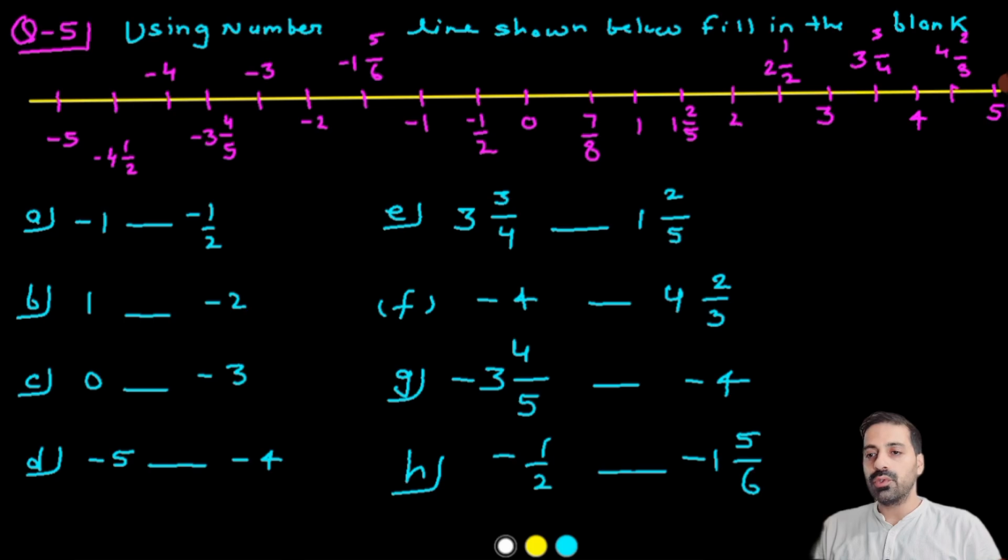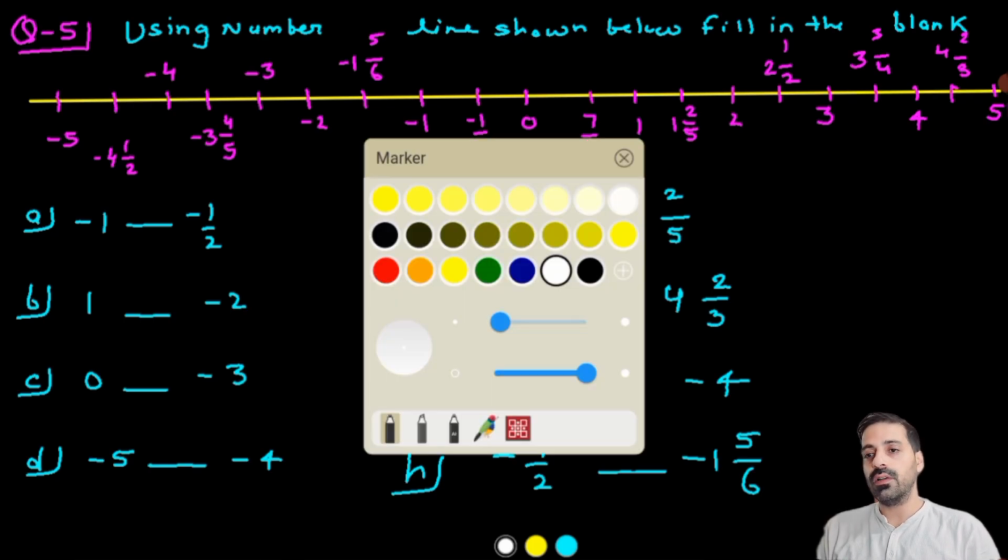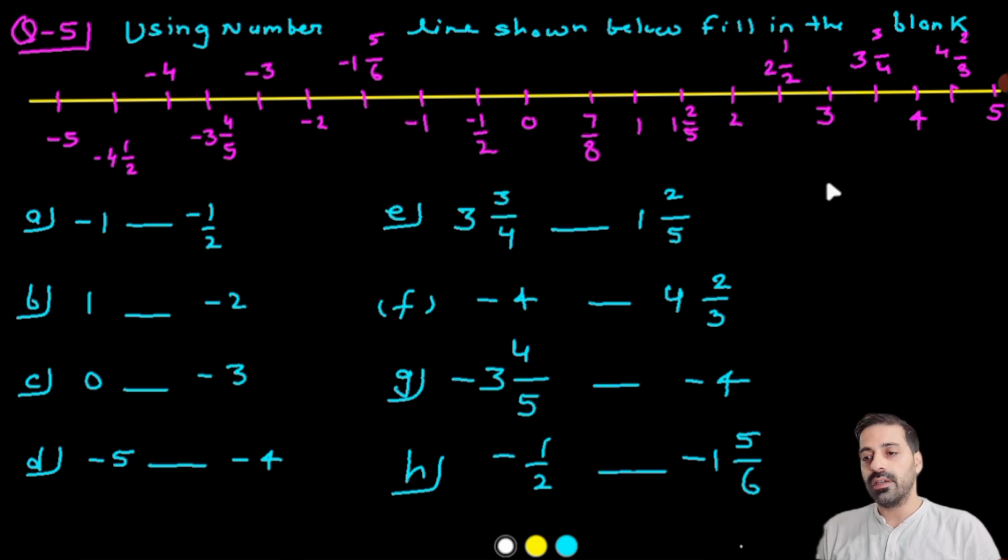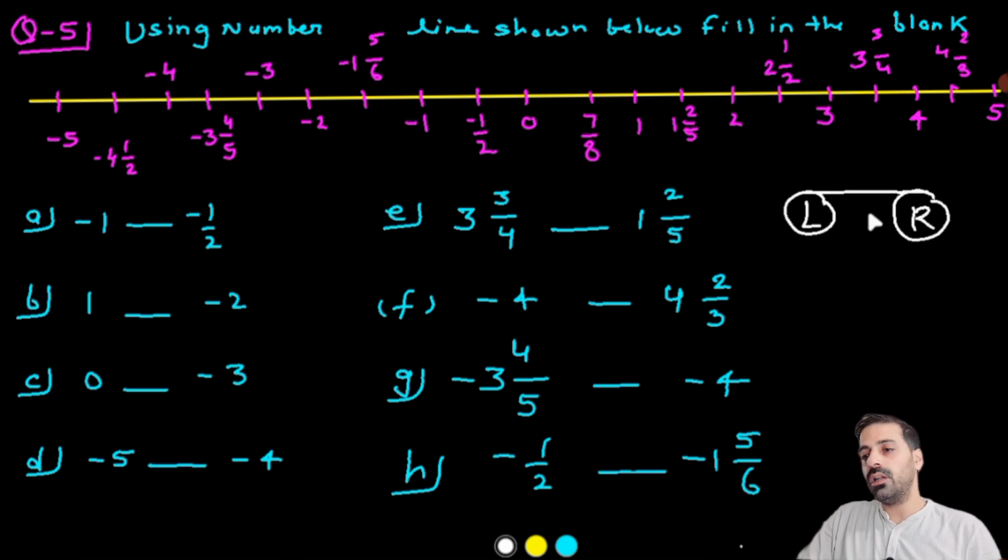Now move to question number 4. Question number 4 is very easy, you can solve it yourself. Now question number 5 is here. What is the logic we have to apply here? One number lies on the left on the number line, and one number lies on the right side. The number that lies on the right side is always greater. This is the concept we have to apply in this question.